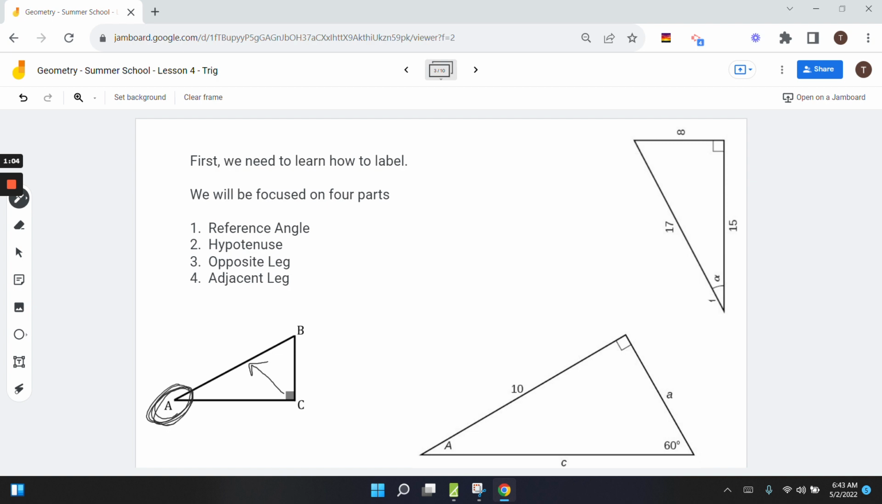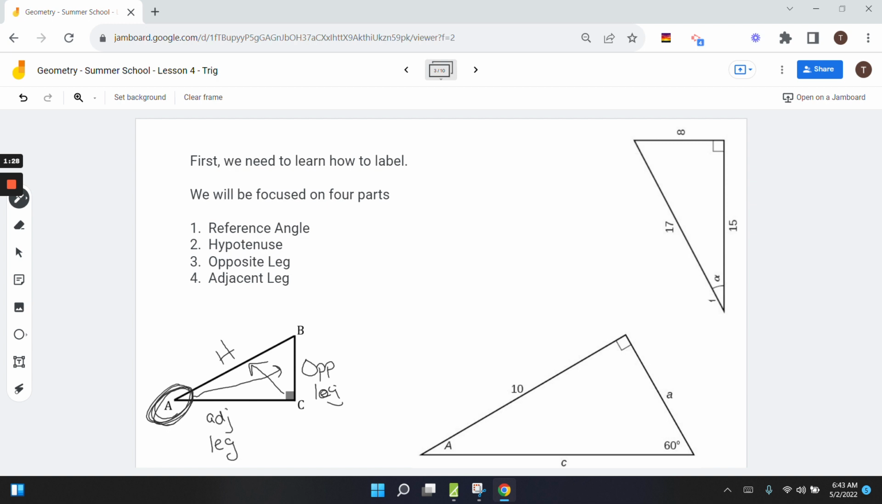So first thing we do is label the hypotenuse. That's always across from a right angle. And then we go to our reference angle. If this was angle A, across from that, or opposite that, would be the opposite leg. And you'll usually just see me put O. And then what's left over is the adjacent leg. So that's the leg that's part of that angle.